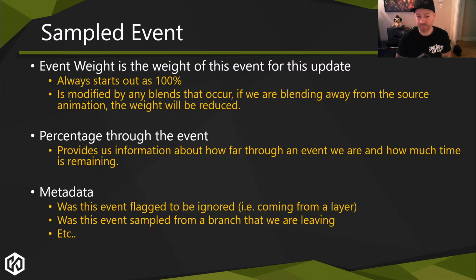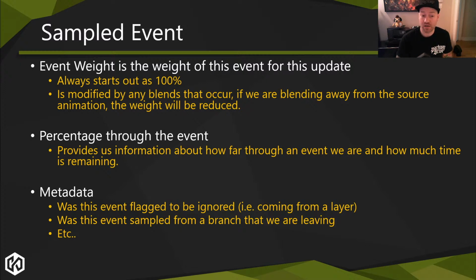Additionally, we have metadata that can be flagged on these sampled events. And this can be stuff like, is this event ignored? So when we do layering, and I'll get to that when I do the graph talk, we might want to say, hey, in this layer, I want all events from this layer to be ignored. We will still sample the events. They will come through. They will just have a flag that says, hey, this thing occurred, but it's been flagged to be ignored.